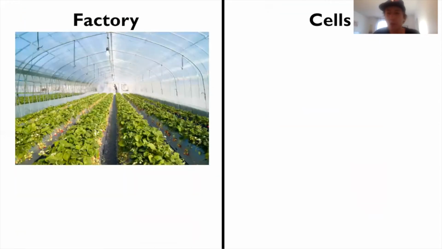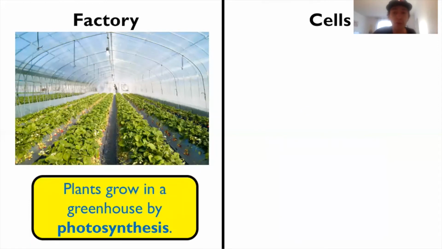Now, I don't really know how many factories have greenhouses, but hey, why not? So here's a greenhouse where plants are growing. And plants, you've probably heard of, grow by a process called photosynthesis. What that means is that they are taking carbon dioxide. They are also taking water. This is why you have to water your plants. And they're taking sunlight, which is why you have to keep plants in the sun.